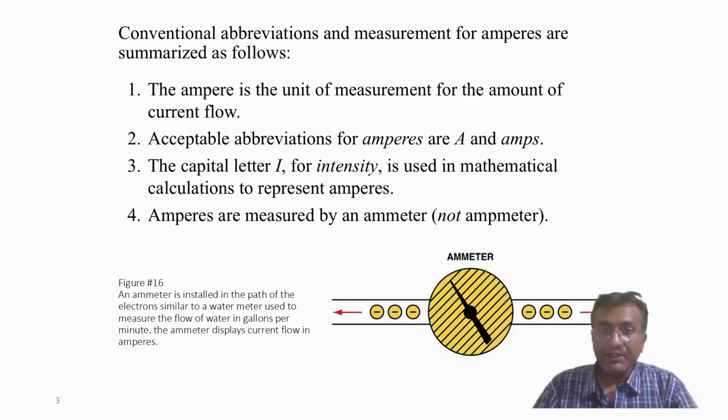As depicted in figure 16, an ammeter is installed in the path of electrons similar to a water meter, which measures water flow in gallons per minute. The ammeter displays current flow in amperes.